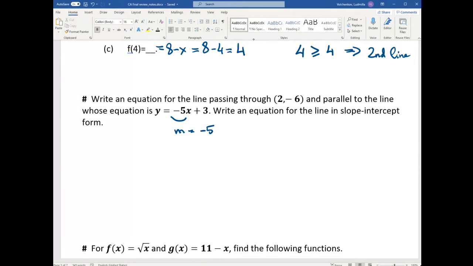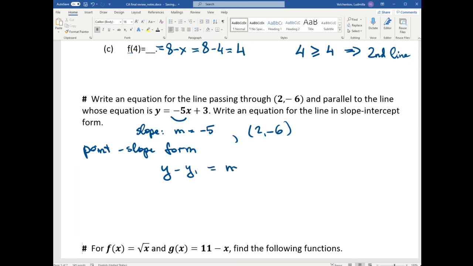We can write the equation of the line in point slope form. Since we know the slope and we know that it passes through the point (2, -6). Therefore, we can use point slope form: y minus y1 equals m, the slope, multiplied by x minus x1. So x1 is the x coordinate of the given point, and y1 is the y coordinate of the given point, and x and y are arbitrary points.